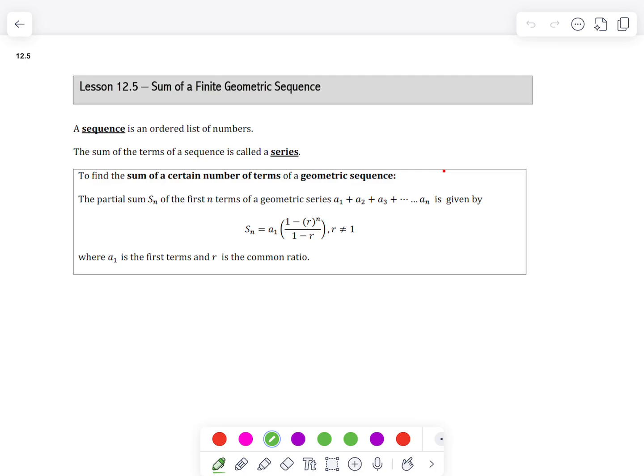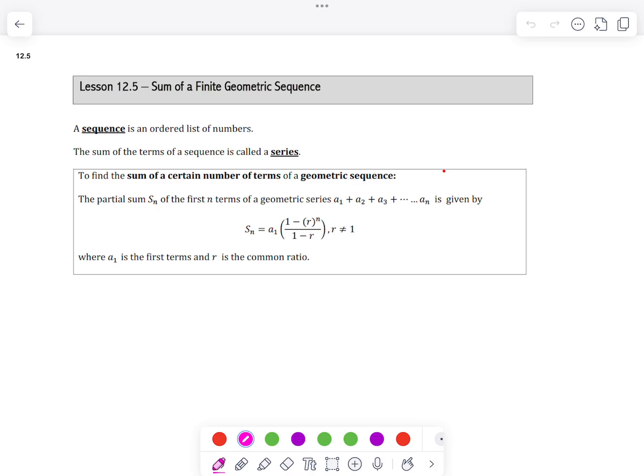All right, this lesson is on finding the sum of a finite geometric sequence. Remember, a sequence is a list of numbers, where the sum of a set of terms is called a series. So the sum of a certain number of terms of a geometric sequence is given by the formula below.